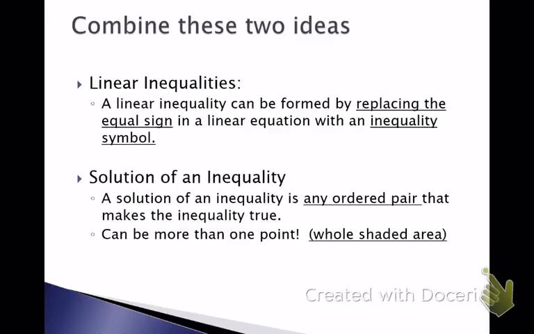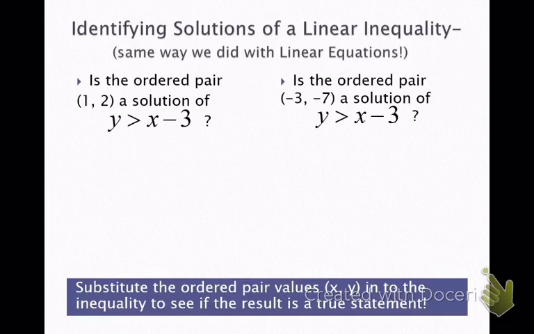So, combine those ideas, right? A linear inequality can be formed by replacing the equal sign with an inequality symbol. And the solution is any ordered pair that makes the inequality true. What you're going to find out is sometimes that ordered pair might be on the line and sometimes it might not. Okay? And we've got to deal with how to show all the possible solutions.